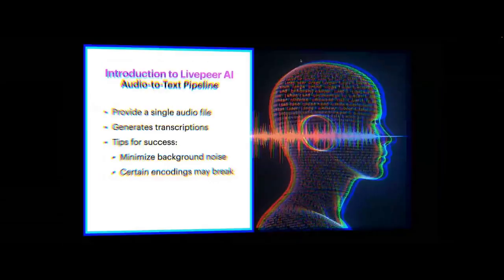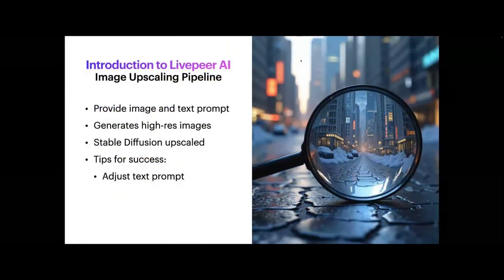And last but not least, image upscaling. So this, provide an image as well as a text prompt that helps guide the upscaling. This will give you a 4x high-res image. It is using Stable Diffusion, and really the only tip for success here is just play with the text prompt, because it does have an impact on the results that you get.